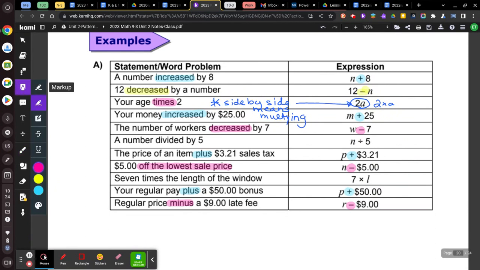All right. The next one says divided. Divided, we show our divide sign. Times is multiplying.